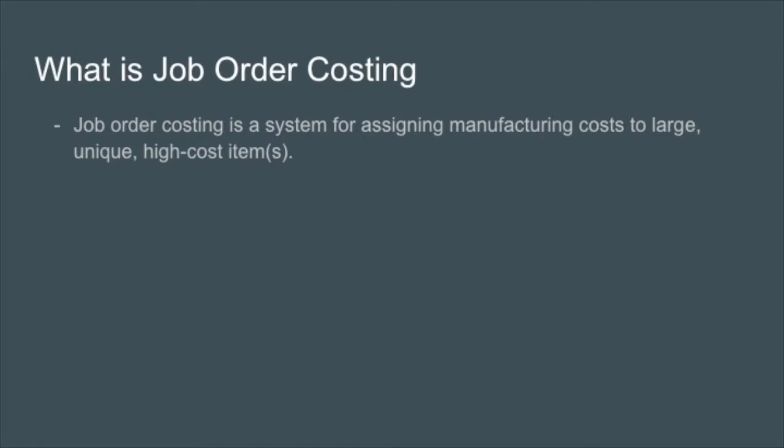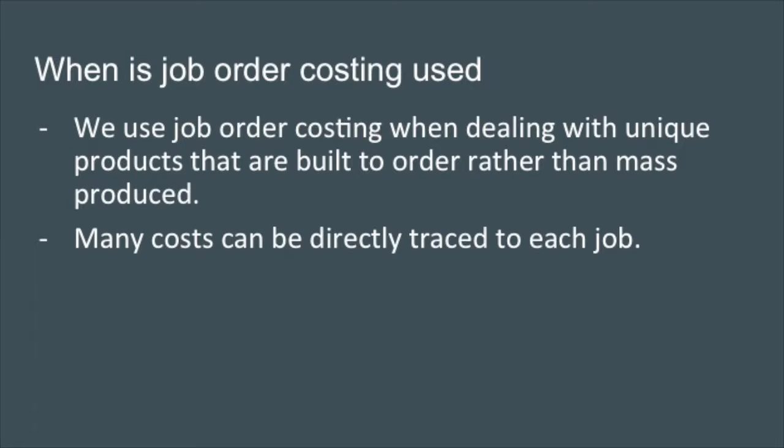What is job order costing? Job order costing is a system for assigning manufacturing costs to large, unique, high-cost items. When is job order costing used? We use job order costing when dealing with unique products that are built to order rather than mass-produced. Many costs can be directly traced to each job.